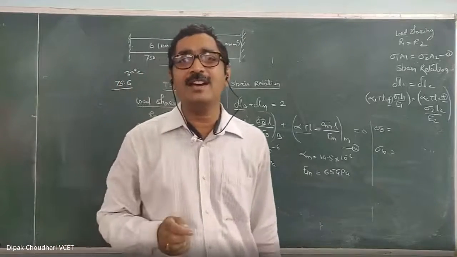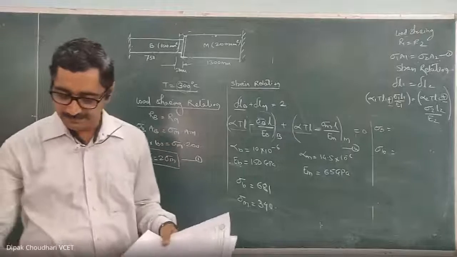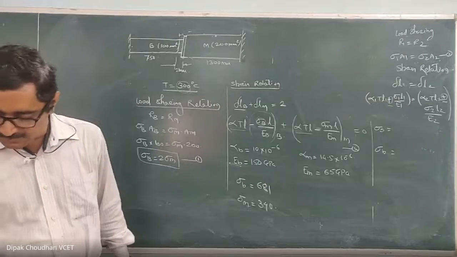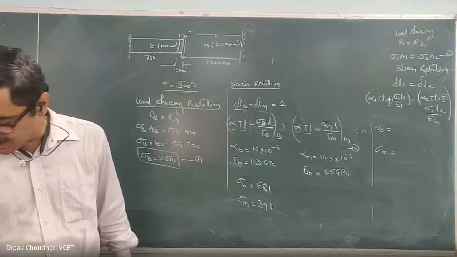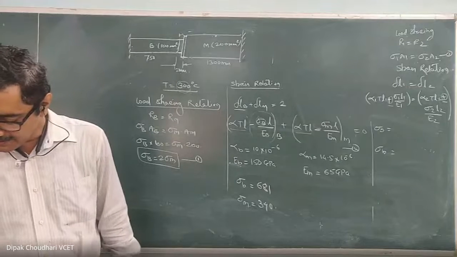Is the logic clear, do you understand? Yes, sir. Yes, sir. Then, 10 into 10 raised to 6, 150, 14.5 into 10 raised to 6, 65. Yes, everything is correct.